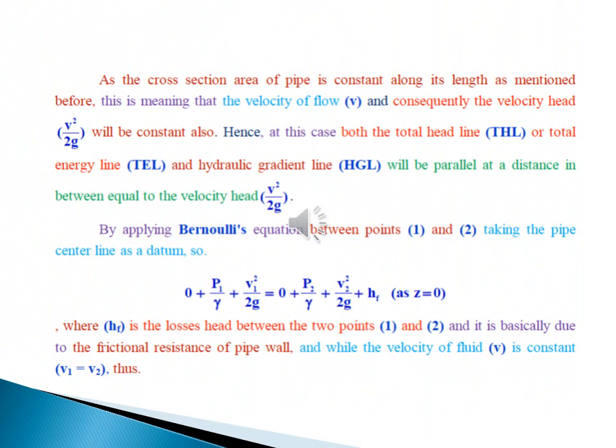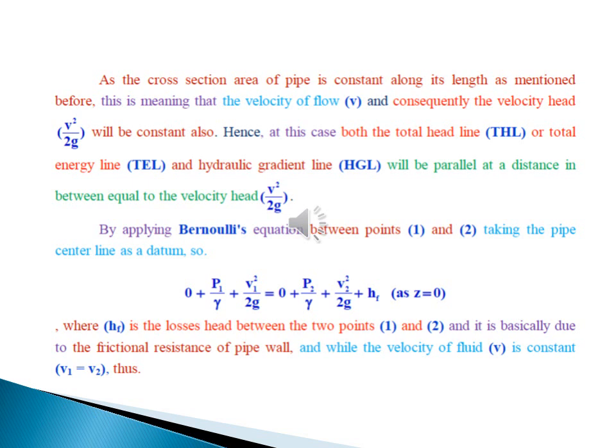As the cross-section area of the pipe is constant along its length, this means that the velocity of flow V, and consequently the velocity head, which is equal to V squared divided by 2g, will be constant also. Hence, the total head line THL or total energy line TEL and hydraulic gradient line HGL will be parallel, at a distance in between equal to the velocity head, which equals V squared divided by 2g.